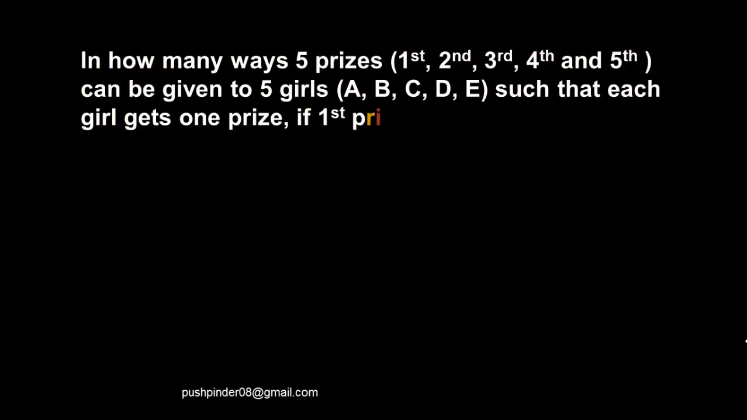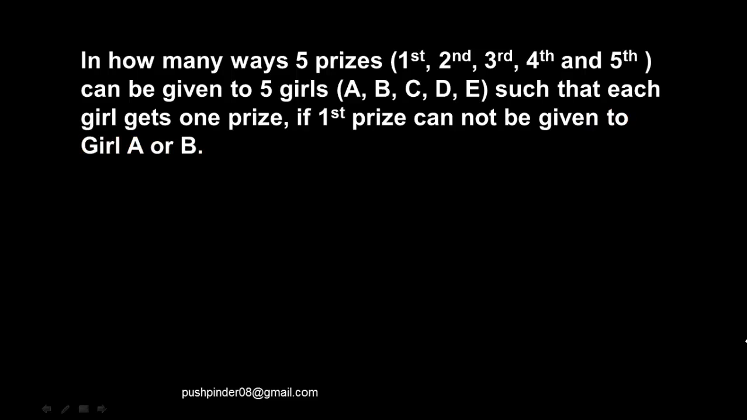In how many ways can 5 prizes be given to 5 girls such that each girl gets 1 prize, if the first prize cannot be given to girl A or B? I hope everyone is understanding this question. This question is pretty simple. As Preeti asked, what if there are conditions in the question, I answered that you have to satisfy the conditions first and then go about with the question. So these are the 5 prizes to be given: prize number 1, 2, 3, 4 and 5, and these are the 5 girls.